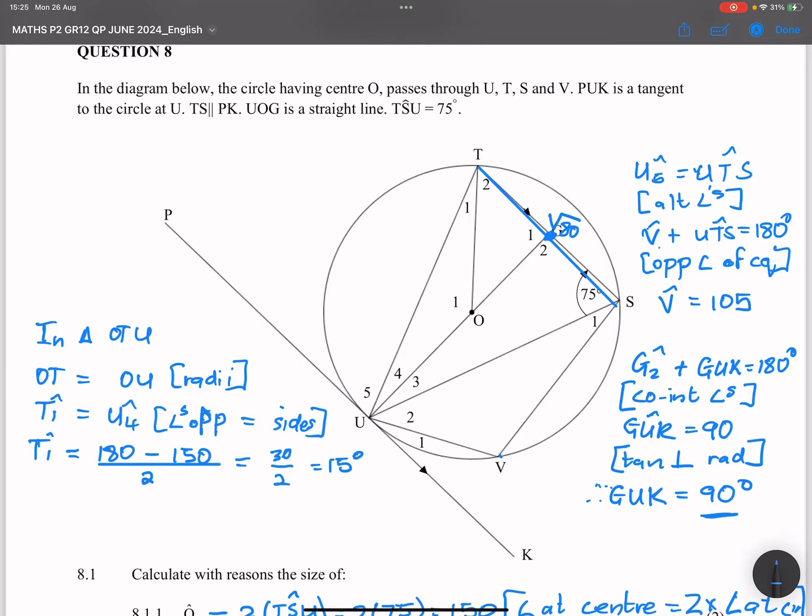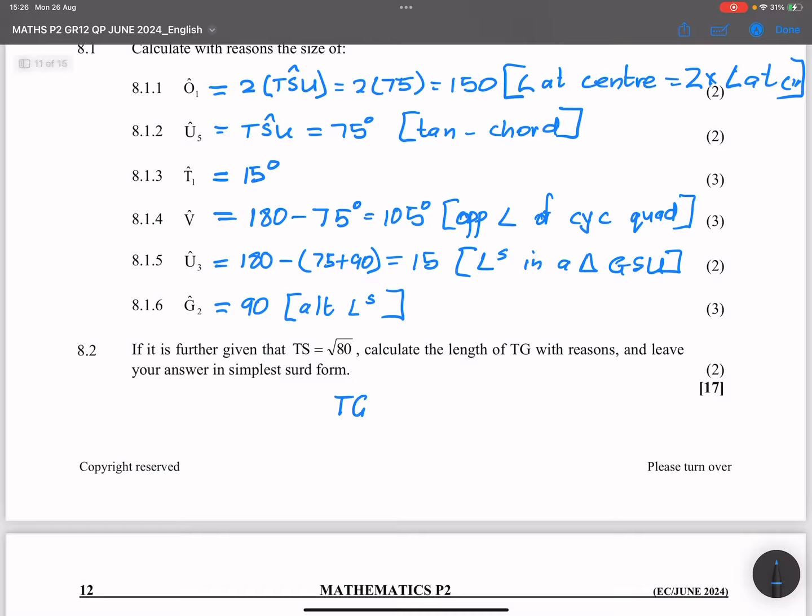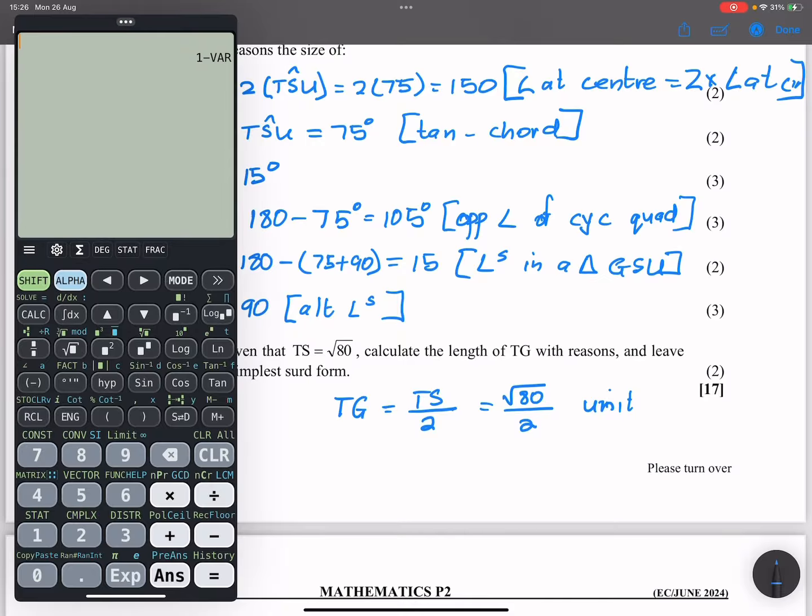Okay, so now we've just found out that this is perpendicular. So remember, line from center is perpendicular to a chord, then it means that it will bisect that chord. So TG will be equal to TS over 2, okay? Right, and in this case, that means it's root 80 divided by 2. Okay, they said we must leave our answer in the simplest surd form. So square root of 80. Okay, please note, ladies and gents, take that outside the square root. So that would give us 2 root of 5.